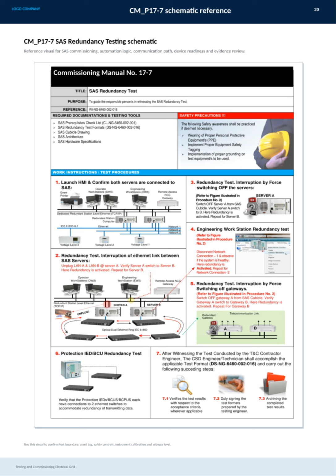It clearly outlines the commissioning steps, including automation logic, communication pathways, device readiness, and evidence review. Use this schematic to verify test boundaries, asset tags, safety controls, instrument calibration, and the appropriate witness levels. It serves as a comprehensive guide in line with Commissioning Manual number 17-7 to ensure everything operates safely and efficiently.